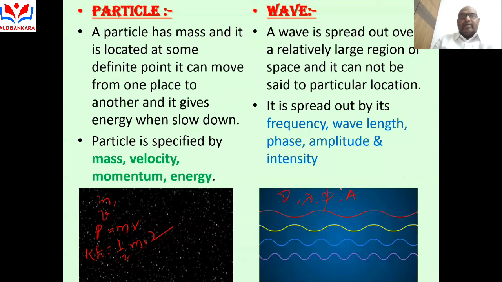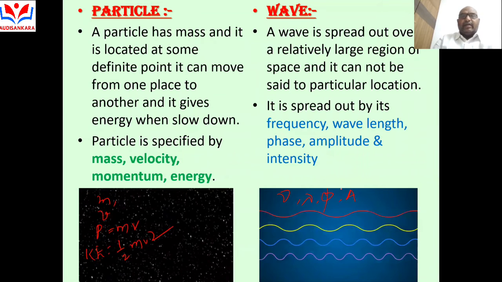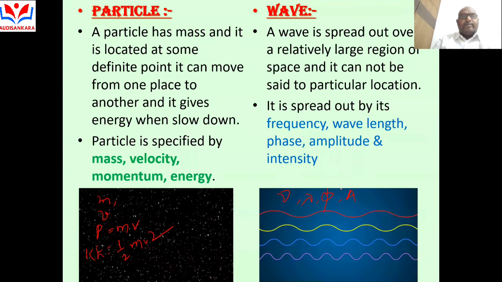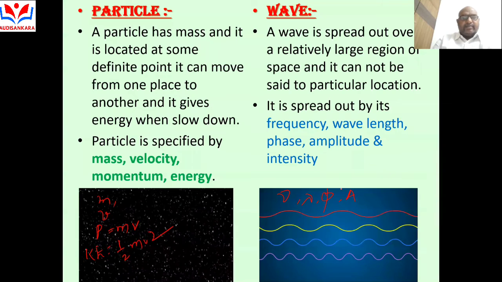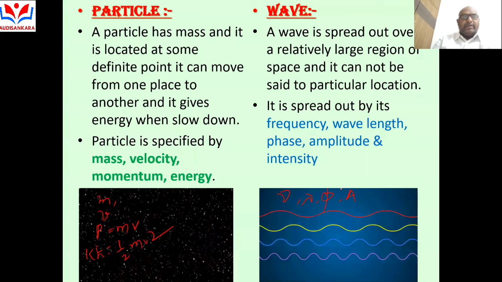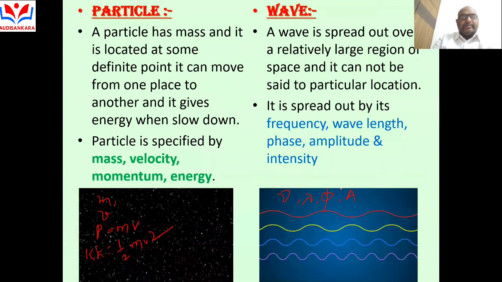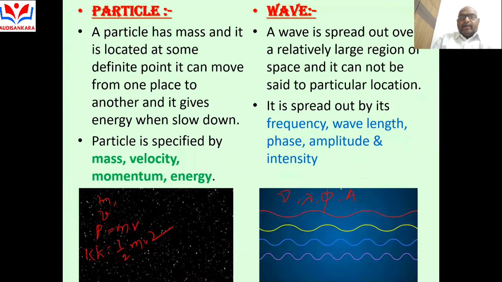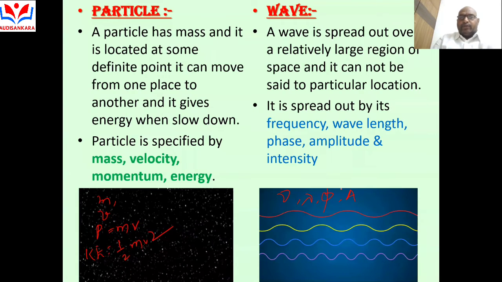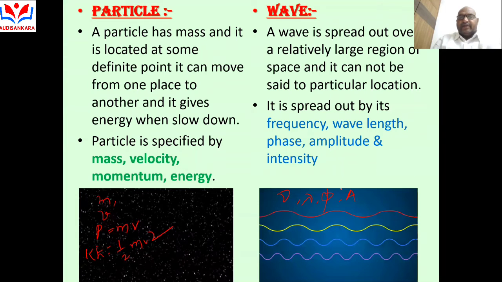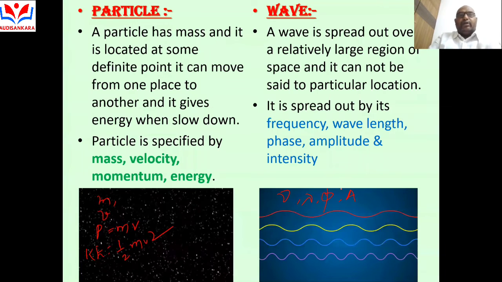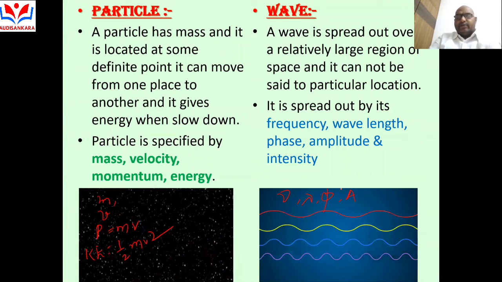Now, these are the characteristics of particle and wave. The particle characteristics are mass m, velocity v, momentum p equal to mv, and energy half mv square. The wave characteristics are frequency nu, wavelength lambda, phase phi, and amplitude a. This is called the duality of the particle and wave nature.